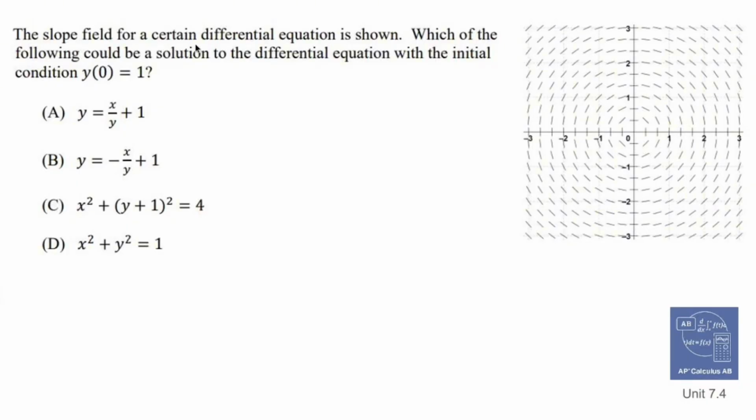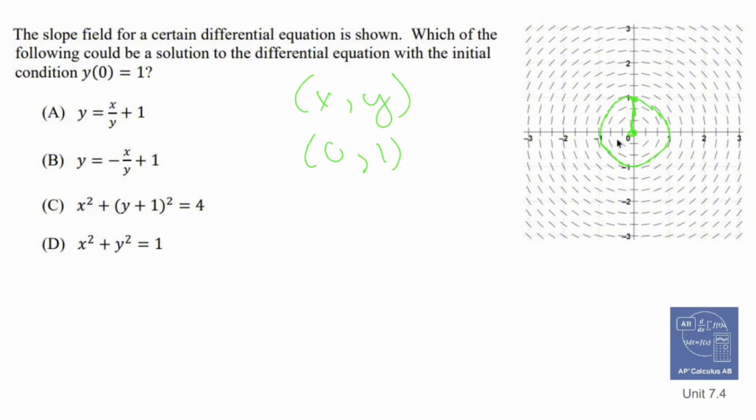The slope field for a certain differential equation is shown. Which of the following could be a solution to the differential equation with the initial condition of y of 0 equals 1? Well, y of 0 equals 1 means we have the point (x, y), and that point is (0, 1). At (0, 1), it looks like what's created here is a circle like that. And it appears to be a circle with a radius of 1 centered at (0, 0).